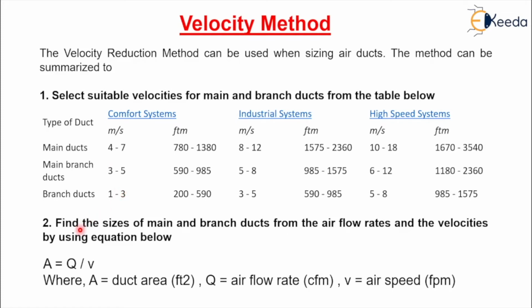Now, find the size of the main and branch ducts from the air flow rate and the velocity by using the equation below. This is the second step. In the second step, you know the equation Q is equal to area into velocity. Here we know the air volume flow rate, this is given, and the velocity we have selected from this table. From this we can calculate area A is equal to Q by V, where A is the duct area, Q you know, and V you also know. From this we can calculate the area.